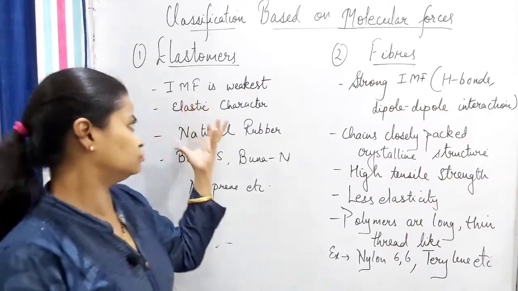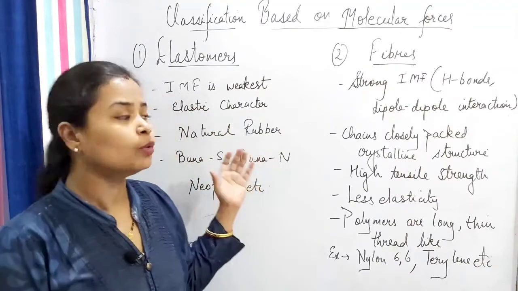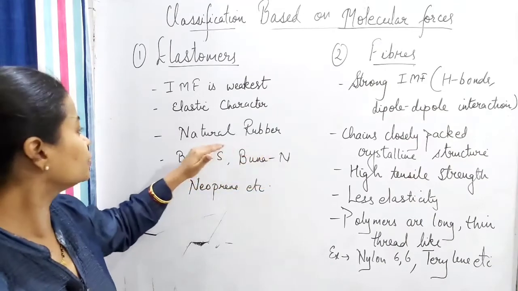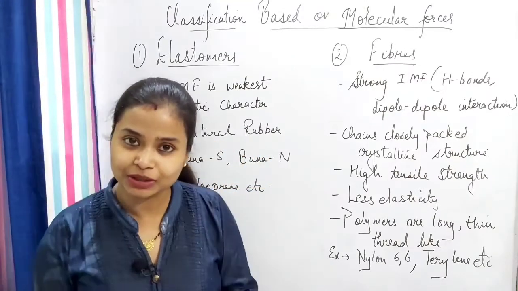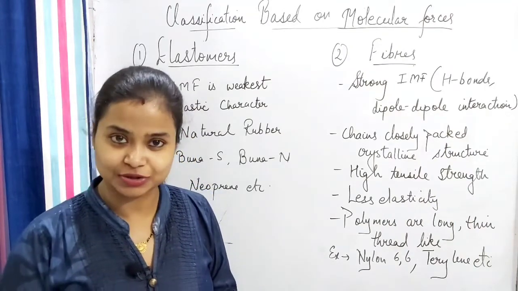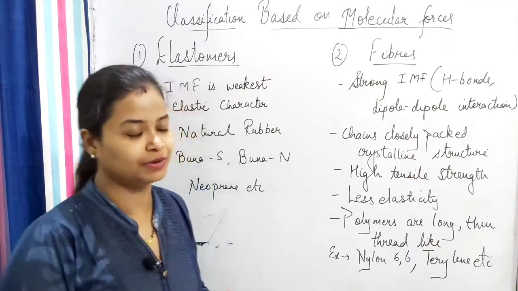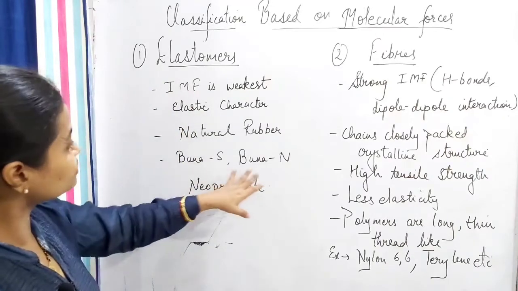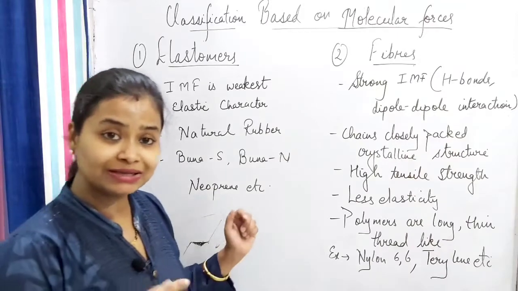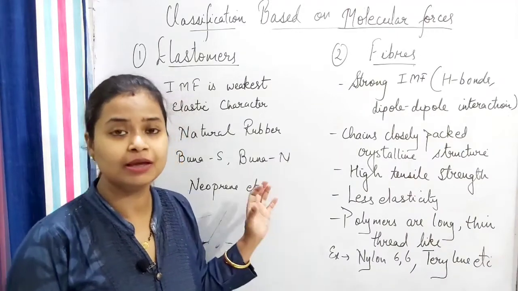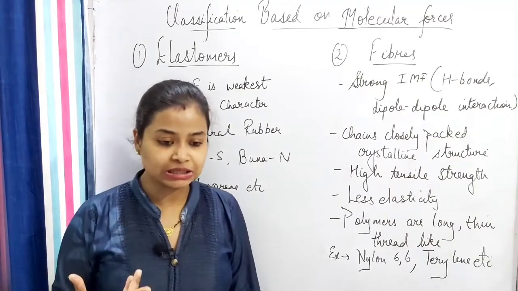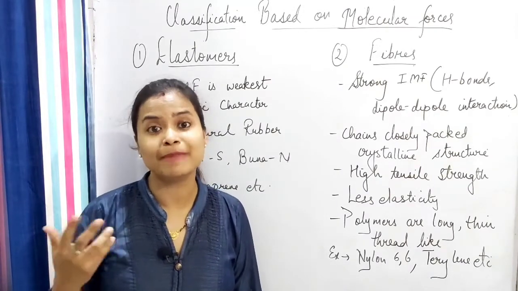Now there are different examples. One very common example is natural rubber. It is rubber only, but it is obtained naturally, that's why it's called natural rubber, from the latex of the rubber tree. Then buna and neoprene, etc. They are also rubbers, that is, they possess elastic property, but they are synthetic rubber. Synthetic rubber means they are man-made.